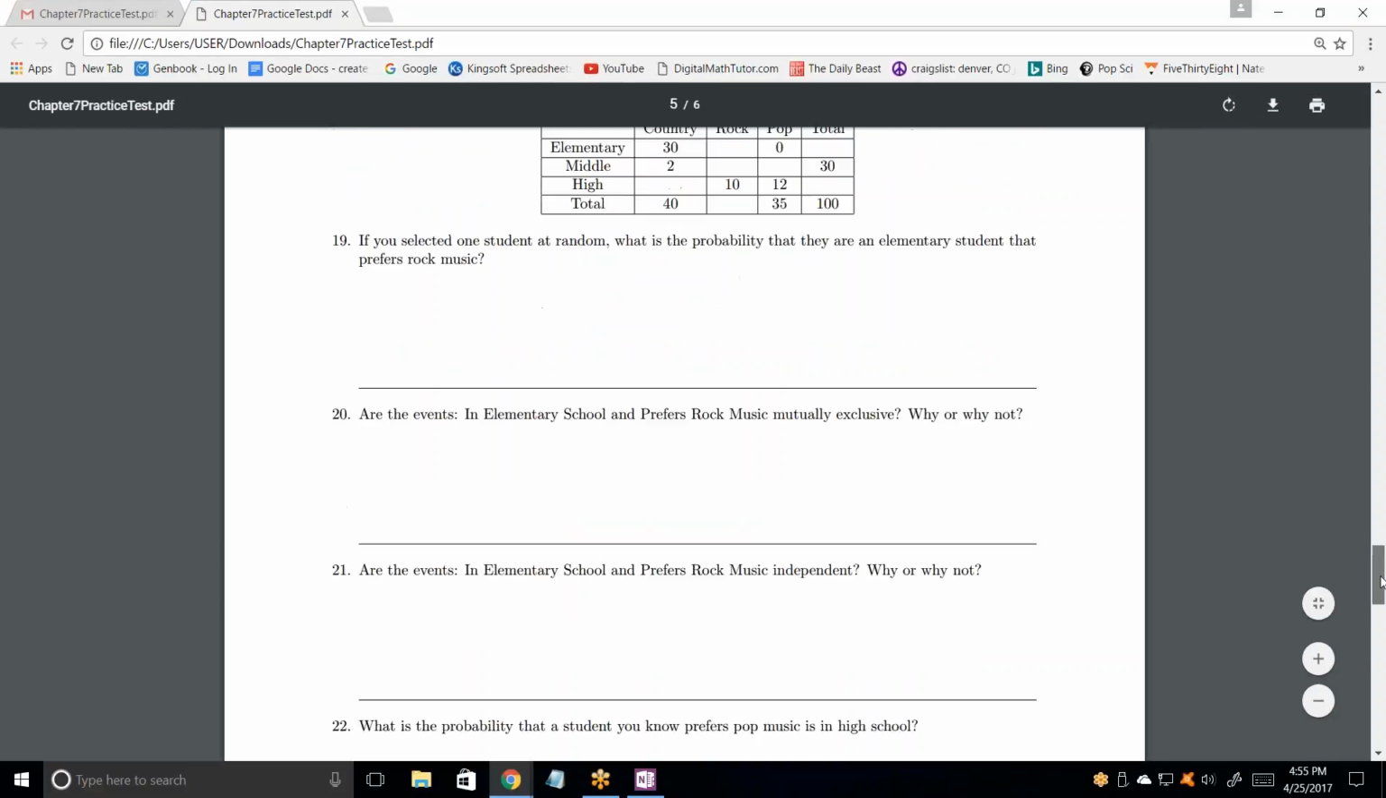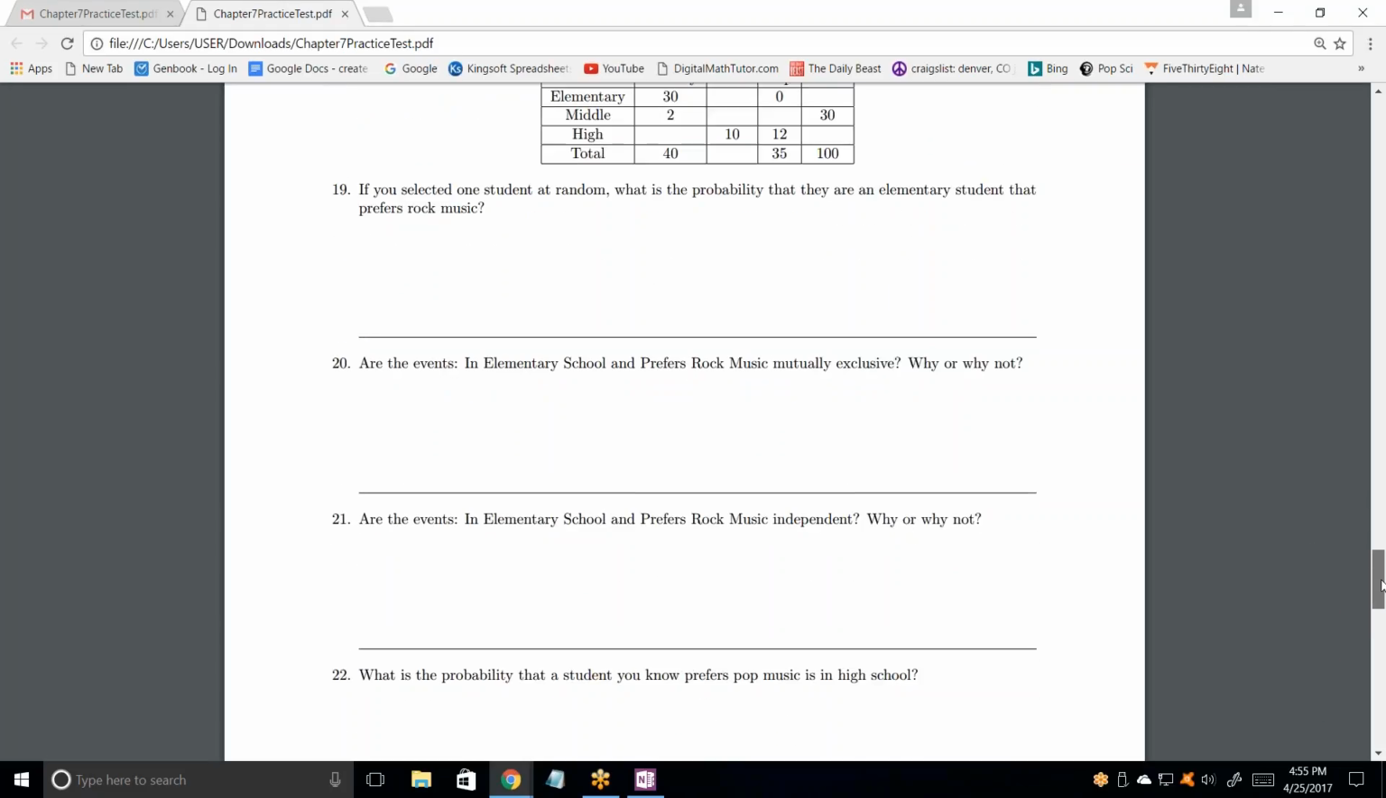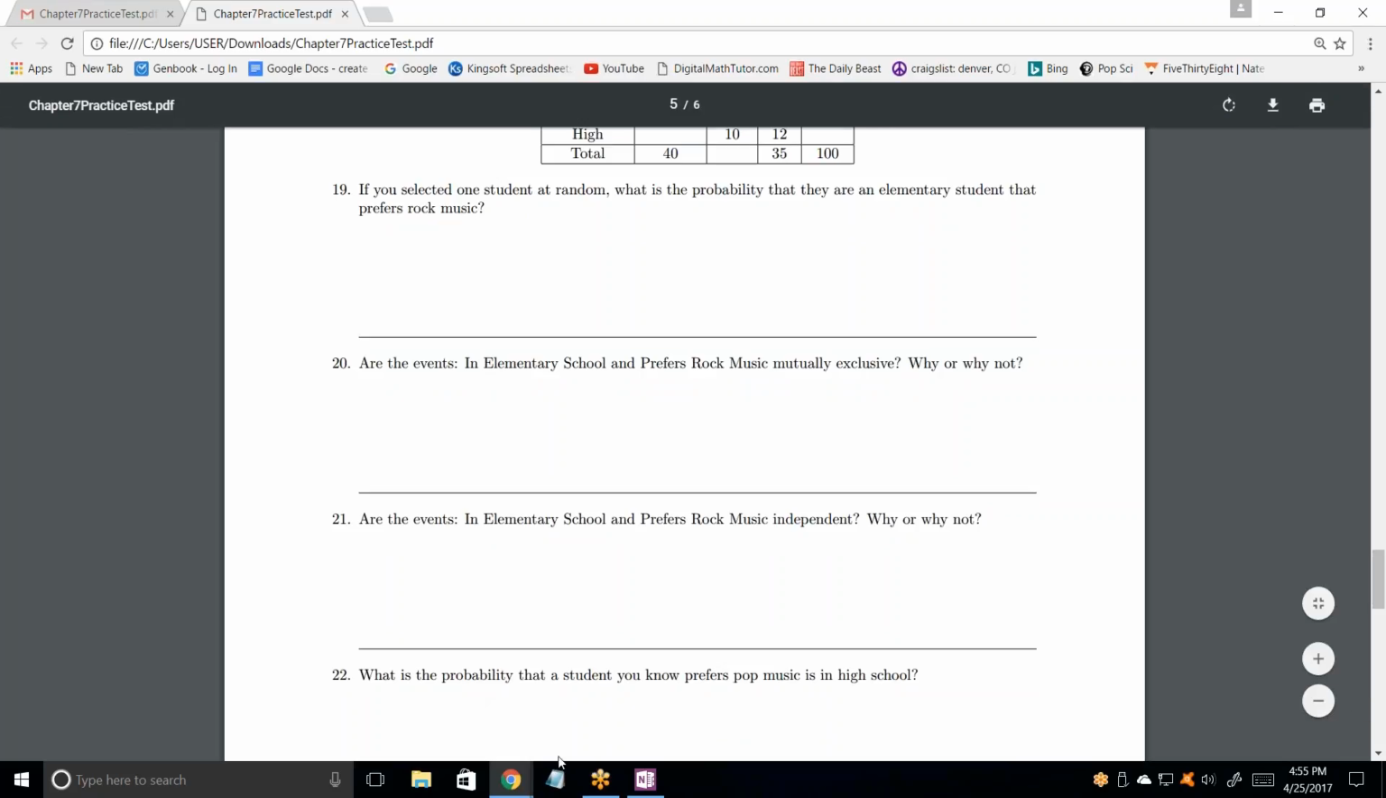Yeah, I wouldn't want to say. However, what's the probability that a student you know prefers pop music is in high school?